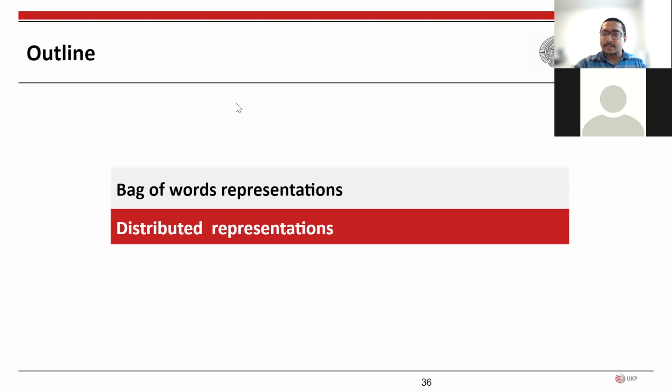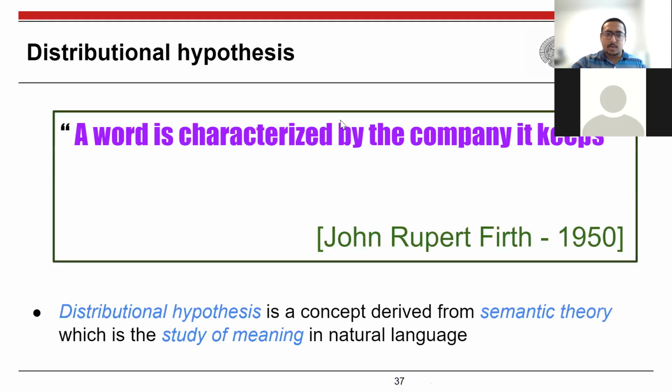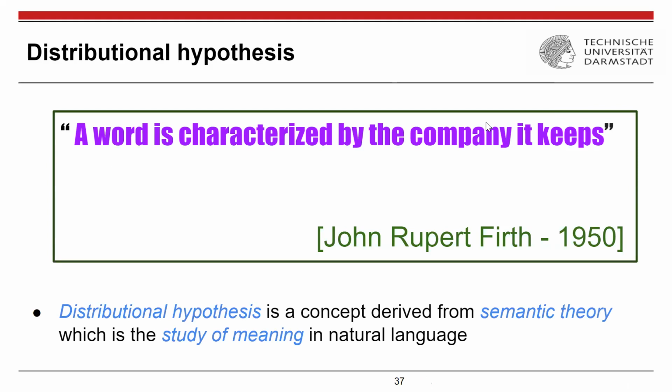Okay, so with that said, let's get started with today's discussion. Today what we will talk about is distributed representations. First, let's start with the definitions. Distributed representations is basically a concept in semantic theory, which is a subfield of linguistics, and it deals with the study of meaning in natural language.